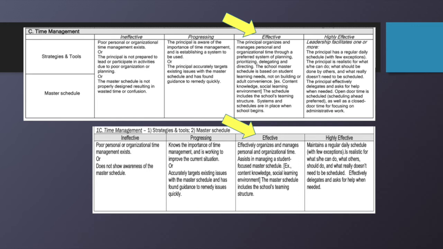And then the second system that you may notice is in the top part, the school master schedule is based on student learning needs. And the brunt of that is on the head of the principal. When you look to the assistant principal rubric, what you'll notice is that this goal is for them to assist in managing a student-focused master schedule. So they are assisting in the management, whereas the principal is actually part of the creator in ensuring that it is effective at that moment.